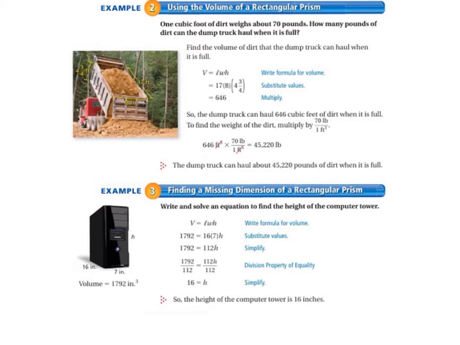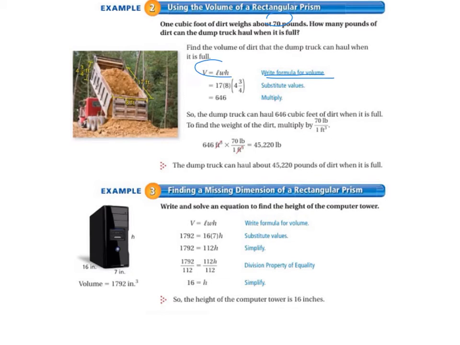Moving on to page 377. Example 2, using the volume of a rectangular prism. 1 cubic foot of dirt weighs about 70 pounds. How many pounds of dirt can the dump truck haul when it is full? We're going to first find the volume of dirt that the dump truck can haul when it is full. Always write your formula first.